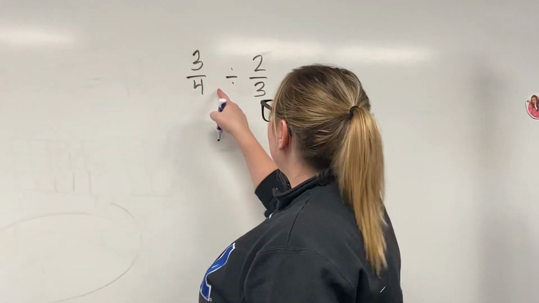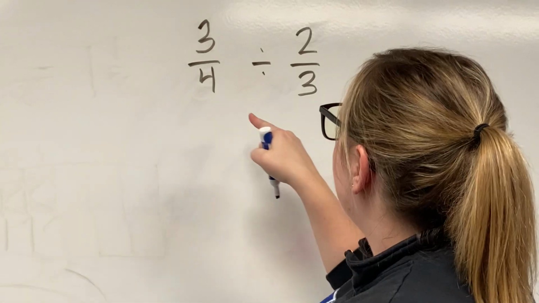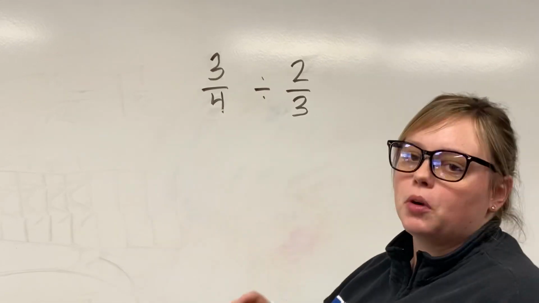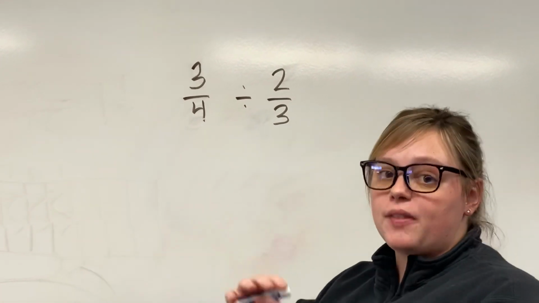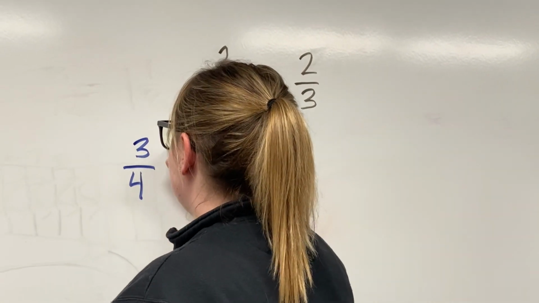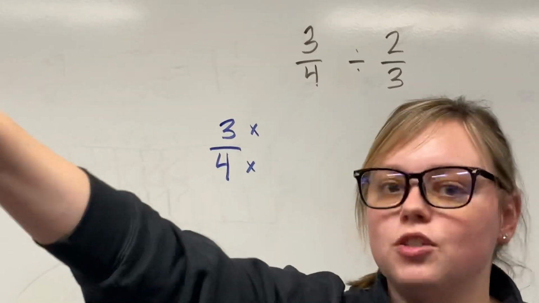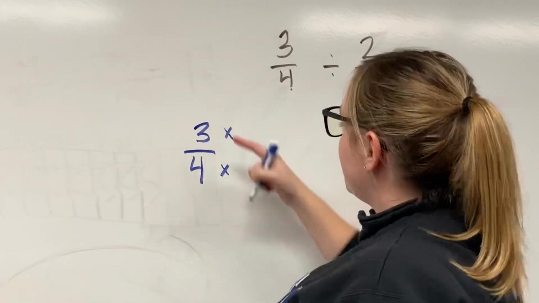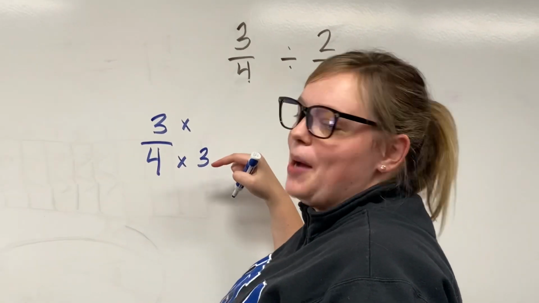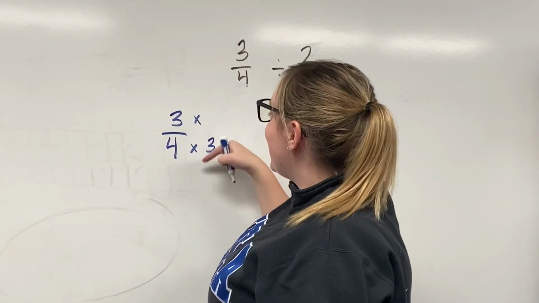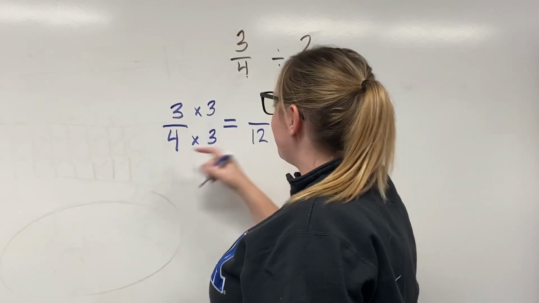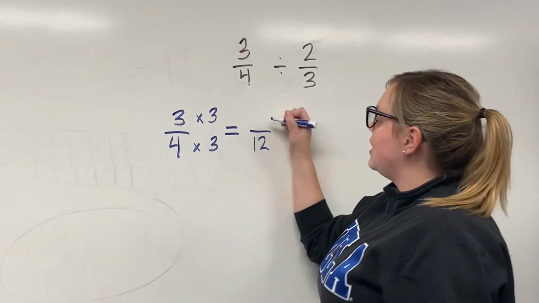What I'm going to do is look at 4 and 3, and I'm going to think, 4 can't become 3. What times 4 can equal 3? Nothing. What times 3 can equal 4? Nothing. So now I know I'm going to have to multiply them together. So I'm going to take 3/4, and what I do to the top, I do to the bottom. I'm going to multiply the bottom by 3 to get the same denominator, and I have to multiply the top by 3 as well. So 4 times 3 is 12, and 3 times 3 is 9.